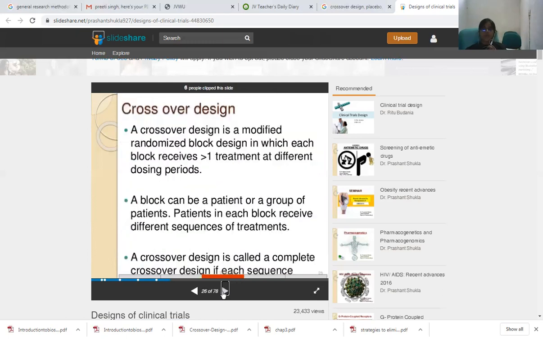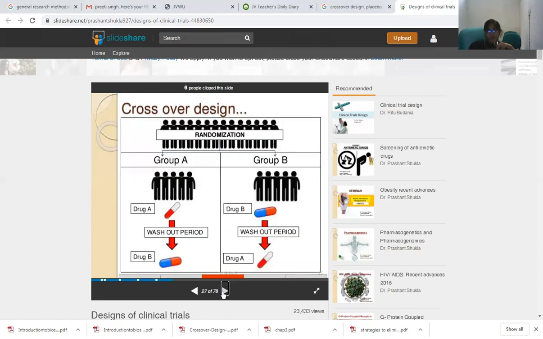So firstly, we discuss the crossover design. A crossover design is a modified randomized block design in which each block receives greater than one treatment in different dosing periods. A block can be a patient or a group of patients, and patients in each block receive different sequences of treatment. So a crossover design is called a complete crossover design if each sequence. So the crossover design is randomization.